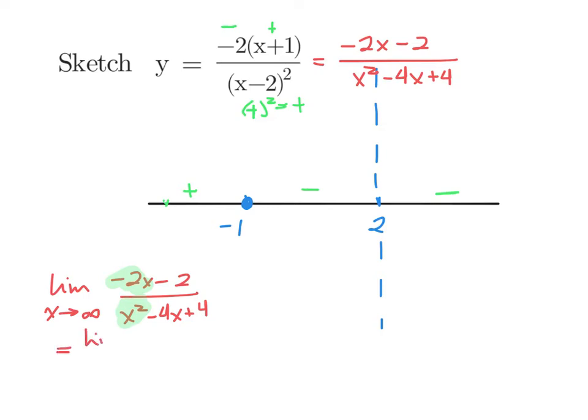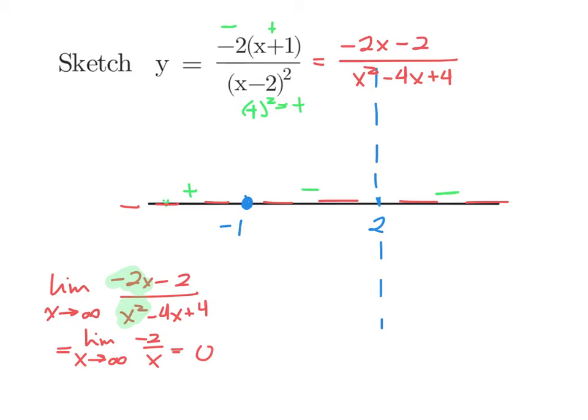And so that would simplify to just negative 2 over x. And as x gets very, very large, that limit is going to approach 0, which means we have a horizontal asymptote at y equals 0. All right. Now we've got everything that we need to come up with a good graph.